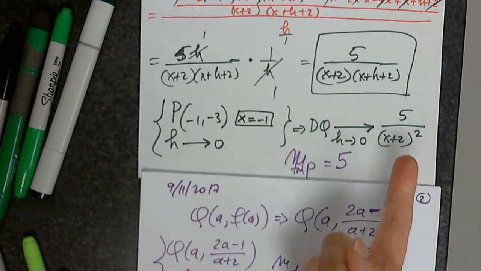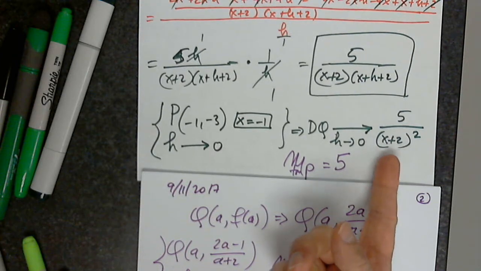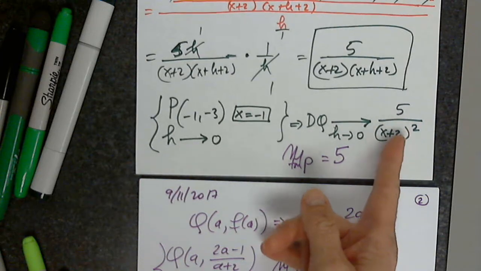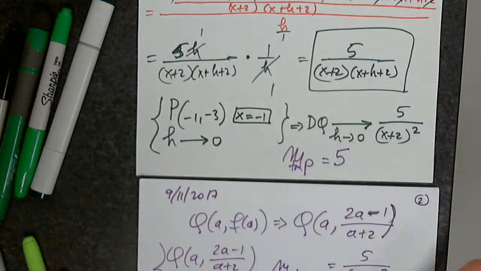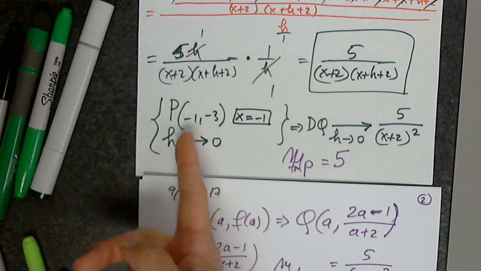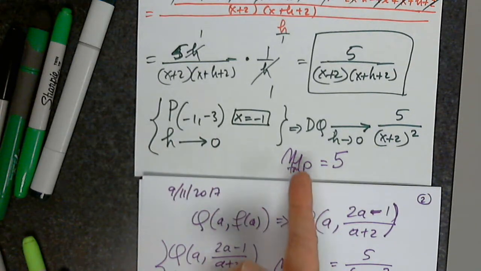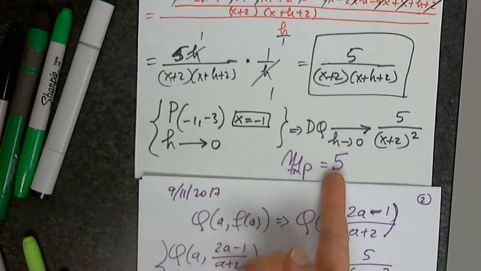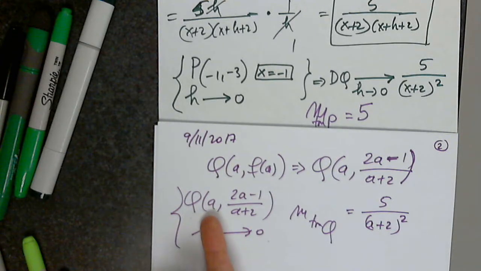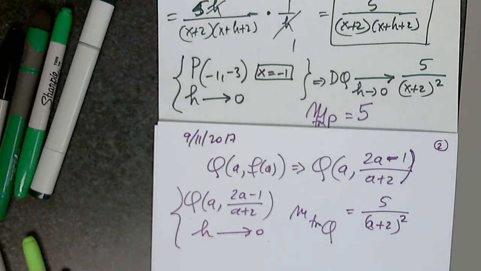So at this point, I determine the slope of the tangent using the definition of the slope at any point, the function that gives us the slope at any point. I can determine when x is negative 1, I can determine exactly the slope of the tangent line at P, which is 5. I can also determine exactly the slope of the tangent line at Q with x being a, as being 5 divided by a plus 2 squared. Any questions on this? Yes?